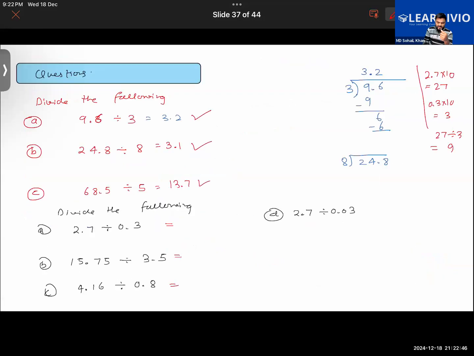Okay, the same thing has to be done here. Understood? Okay, solve the next question then. This one is going to be 9.